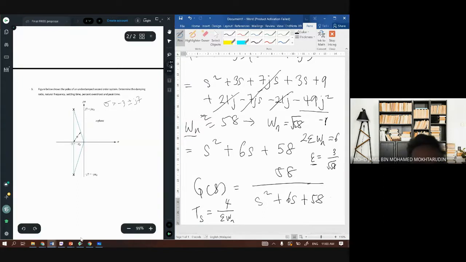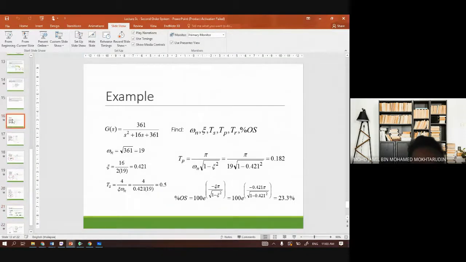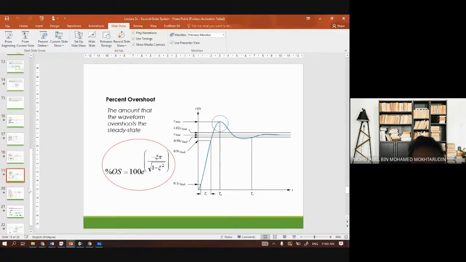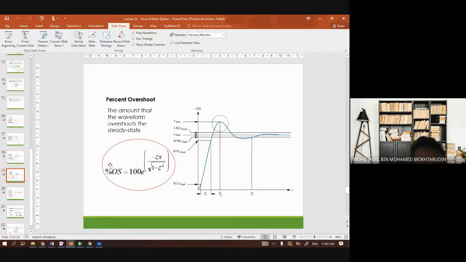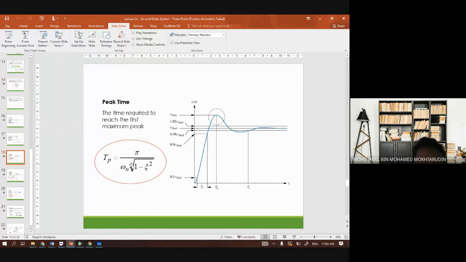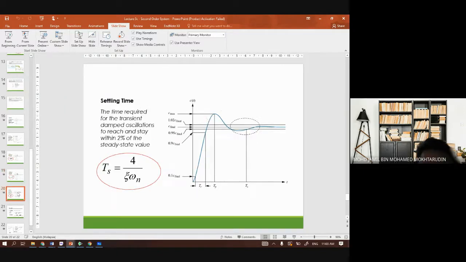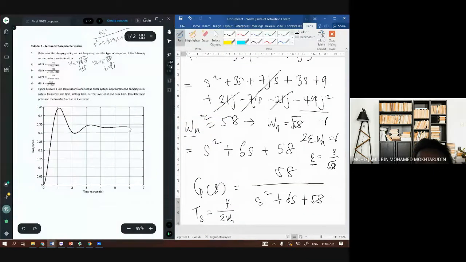So let's go back and look at the formula. For the settling time, 4 over damping ratio times omega n. Percent overshoot, this is the formula, and peak time, this is the formula. So when you find omega n and damping ratio, to find the performance parameters, you can straightaway use the formula. So it's all about formulas in this topic. That's all for tutorial 7.